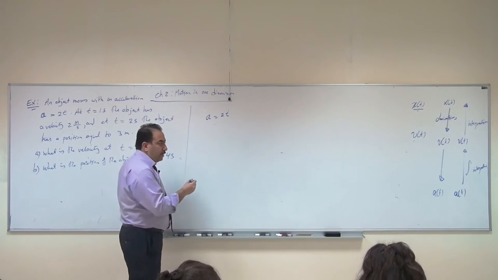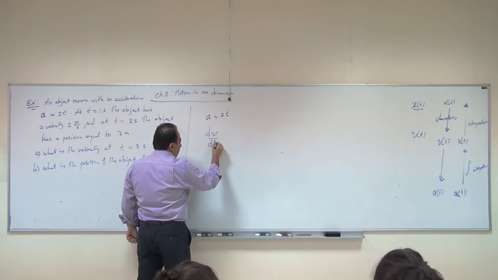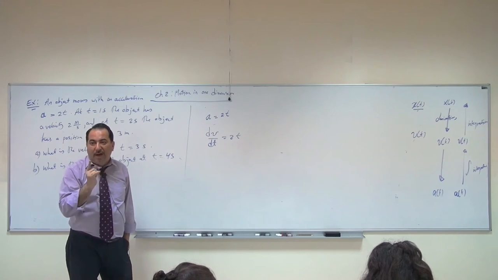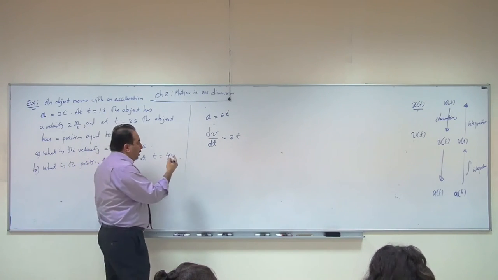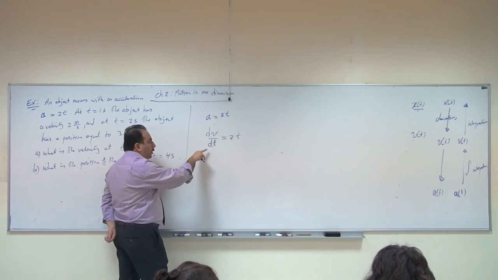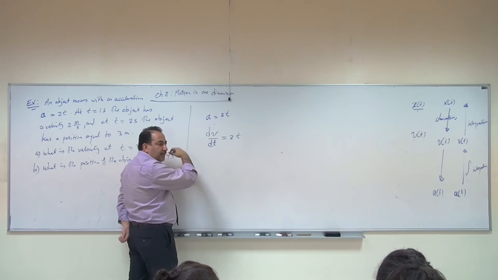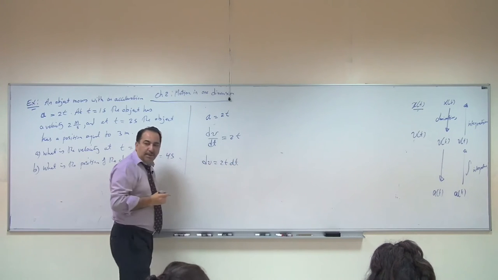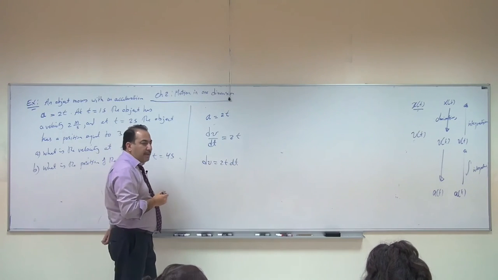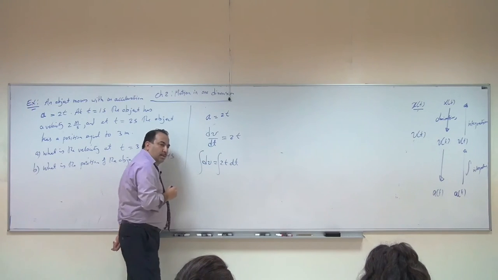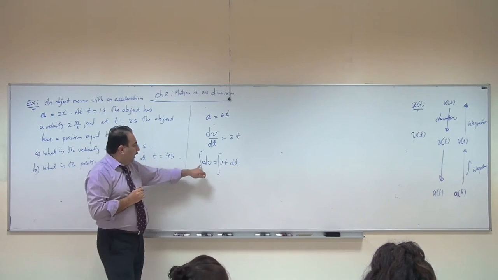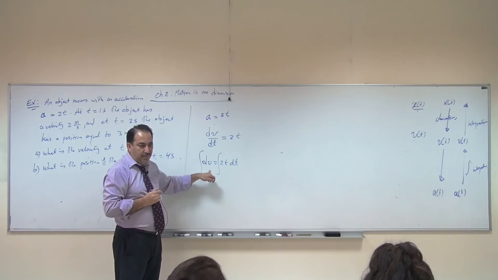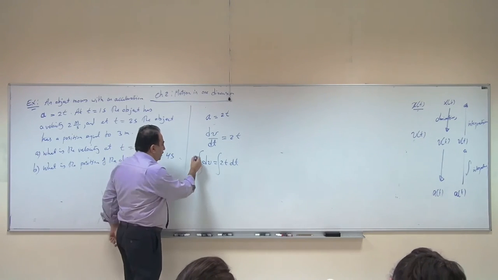Replace a by dv dt equal to 2t. Now you have a differential equation, an equation which has a rate of change. Separate the variables. Put the t on one side, v on the other side. So I have dv equal 2t dt. Now, can I integrate? Yes. So I put the integration sign on both sides. Here you're integrating dv. Now integration and differentiation cancel each other. So what is left?